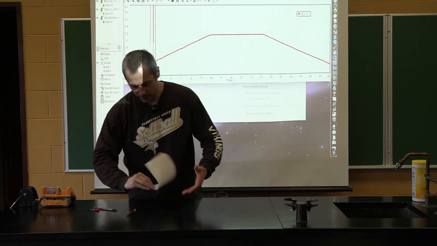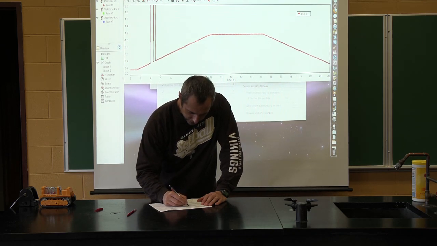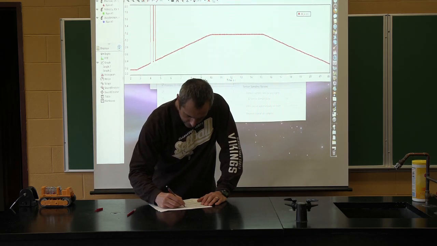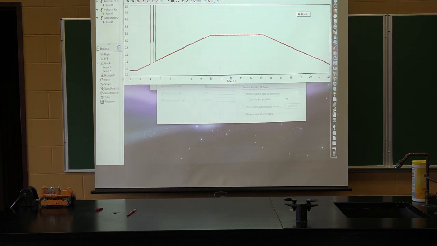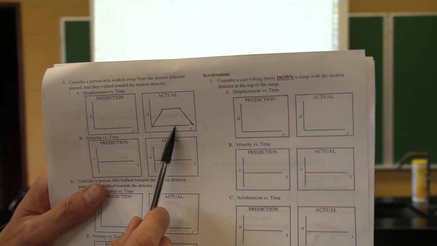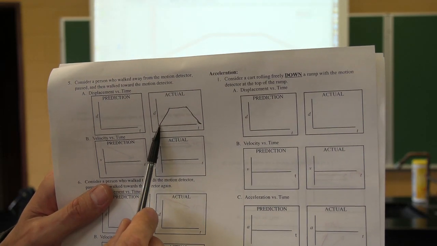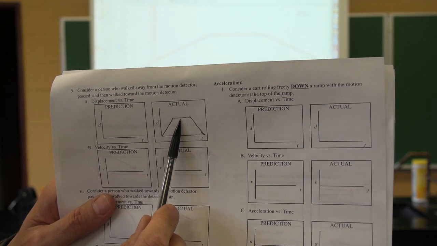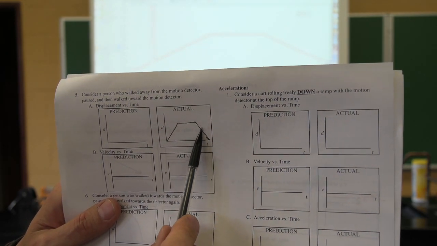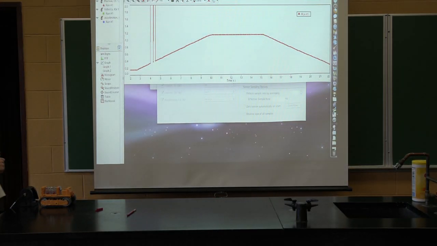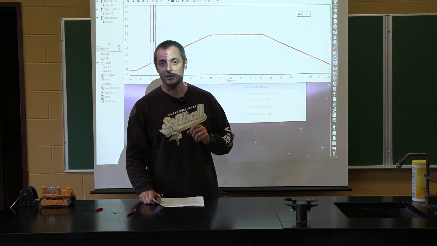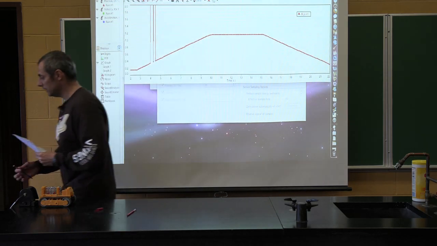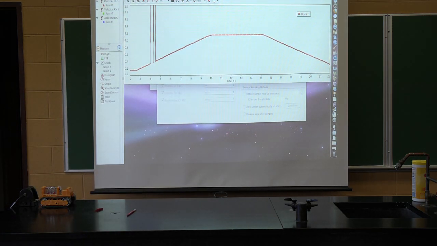Okay, so what you should see for the actual is this right there, okay? This is when it's moving away at a steady pace. This is while it's stopped and waiting, and then coming back, okay? All right, go ahead and make a prediction of the velocity graph. I'll pause the video. Okay, let's see what the velocity graph looks like.